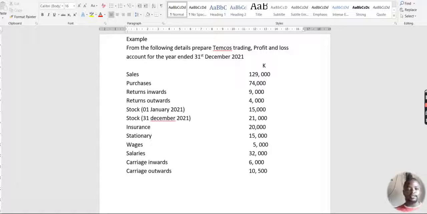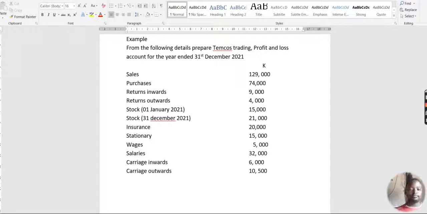Let's tackle this question as an example. It reads as follows: from the following details, prepare term cost trading, profit and loss account for the year ended 31st December 2021. Okay, so this question is combining the trading, profit, and loss account.